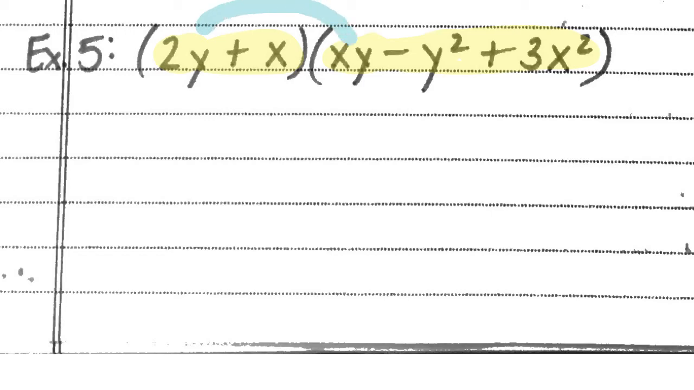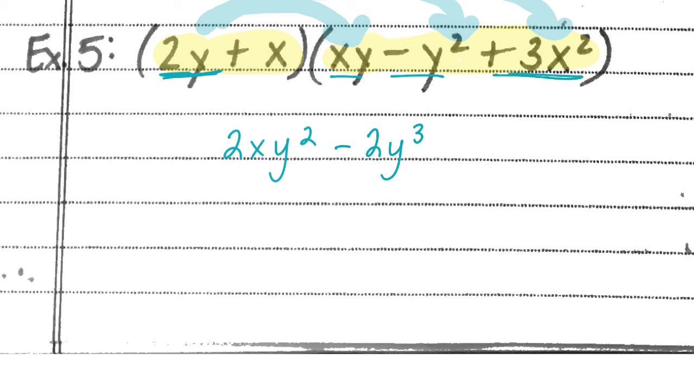This one, we're just going to take and multiply this 2y times 1, 2, 3 terms. And I am going to line it up pretty again. 2y times xy is 2xy squared. 2y times negative y squared is negative 2y to the 3rd power. And 2y times positive 3x squared is positive 6x squared y. Well, that's only half of it. Now I have to take this x and distribute it to here, and to here, and to here.